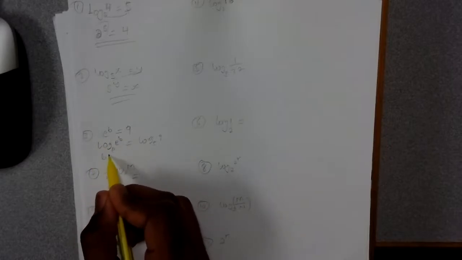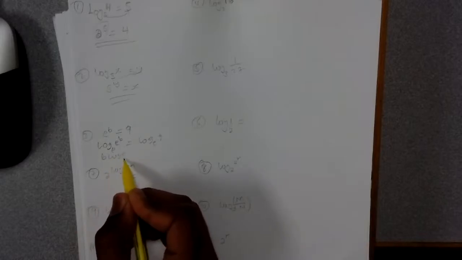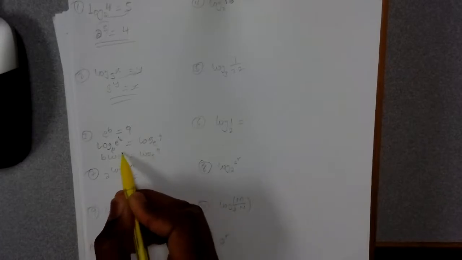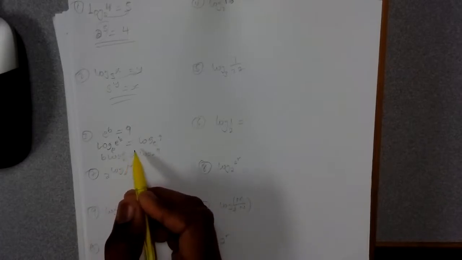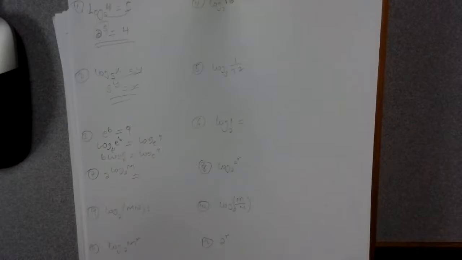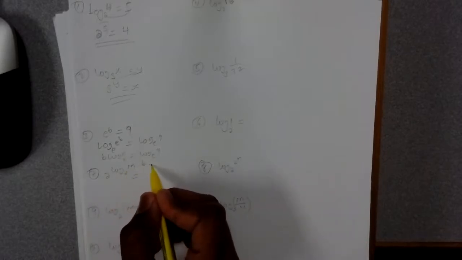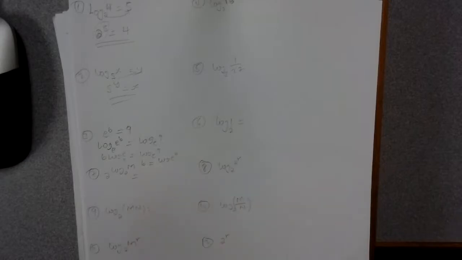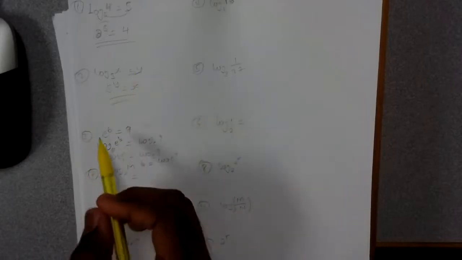So this is going to be b log base e of e equals log base e of 9. Log base e of e equals 1, since the log of any number with that number as the base equals 1. So b equals log base e of 9. That is the third question. This is changing the exponent to the logarithm.